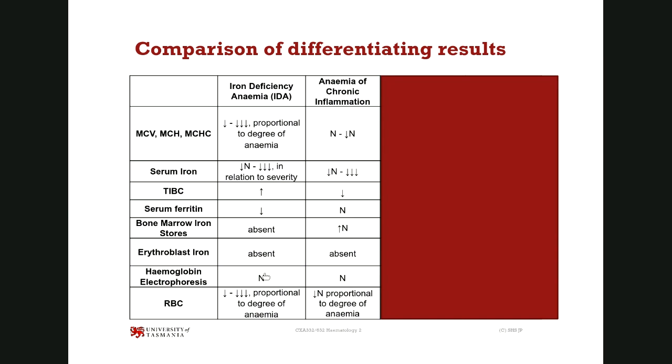It doesn't really apply here, but our red cell size or red cell number usually is proportional to the degree of anemia in both, but because we don't tend to get really low anemias in ACI, the red cell count's usually not that low either.